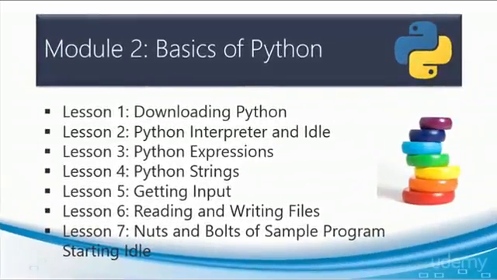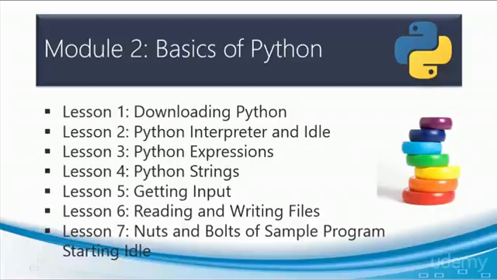In module 2, we'll get into the basics of Python. This module has 7 lessons. Lesson 1 is downloading Python. So from scratch, I'll demonstrate how to get hold of Python, what is Python, where do you go find it, how do you download it, whether on a Macintosh computer or on your Windows machine. I'll explain the various steps that are required in downloading Python and some of the prerequisites as well.